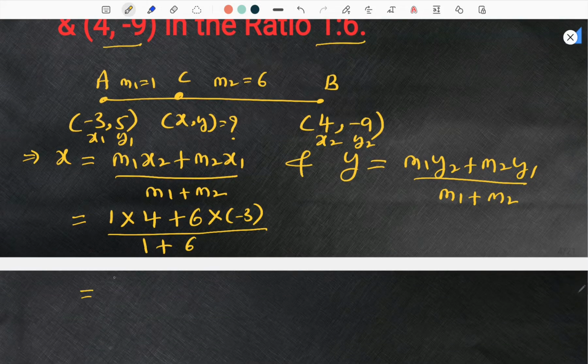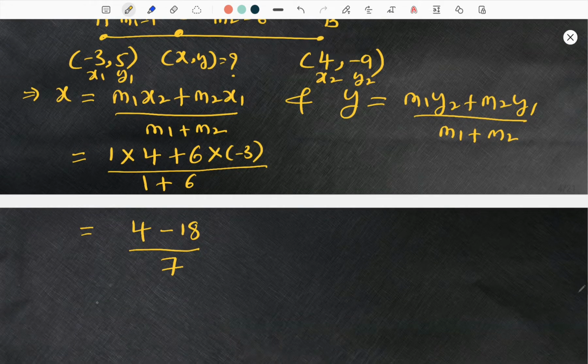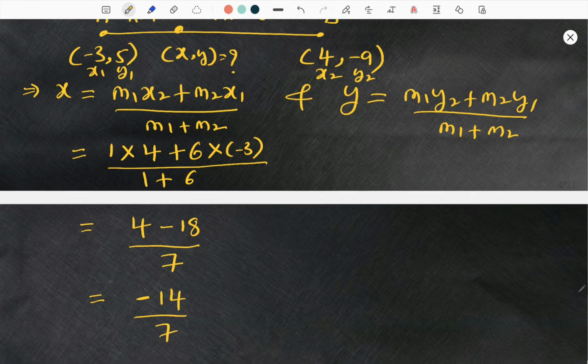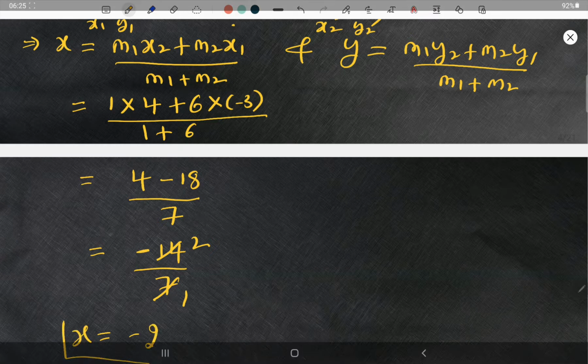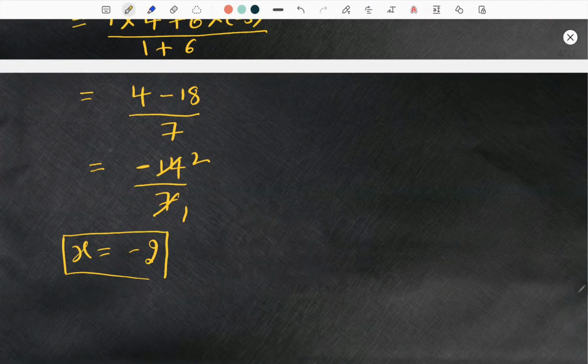All right, so 1 into 4 is 4, then afterwards 6 into minus 3 is minus 18, then divided by 7. So 4 minus 18 is minus 14, divided by 7. 7 twos are 14, so this is minus 2. The x coordinate is minus 2. Quite a simple thing, no?